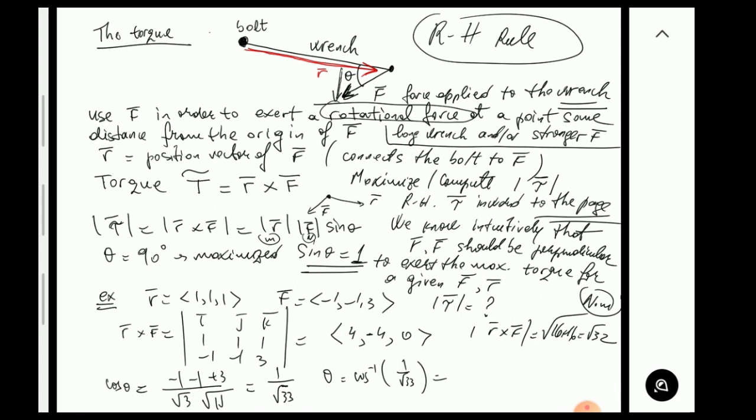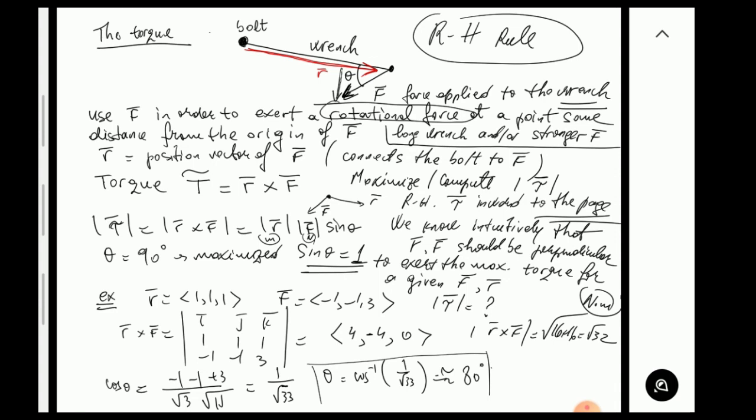And before, let's actually use a calculator to do this. 1 over root 33, and then the inverse cosine. We're going to get approximately 80 degrees. So obviously it's not maximized.